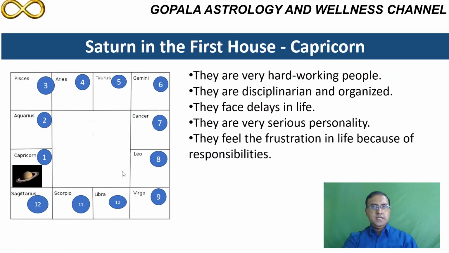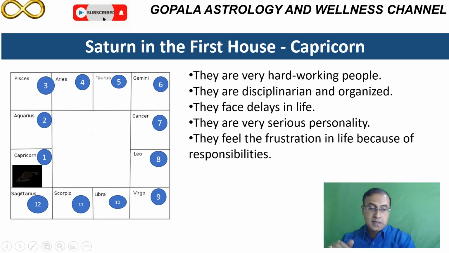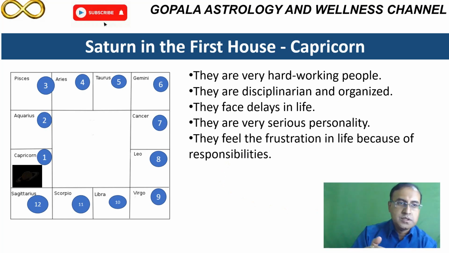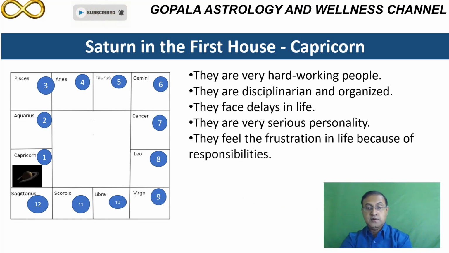The next combination we can see is Saturn in the first house of Capricorn. If Lagna is Capricorn, the people are very disciplined. The disciplinarian and organized people are all seen through Capricorn ascendant. They are very serious personalities. They are never jovial. After they finish their task, then they take rest. Until then, they are very hardworking, and they feel frustrated if people under them do not perform according to the rules and regulations that they have laid down.